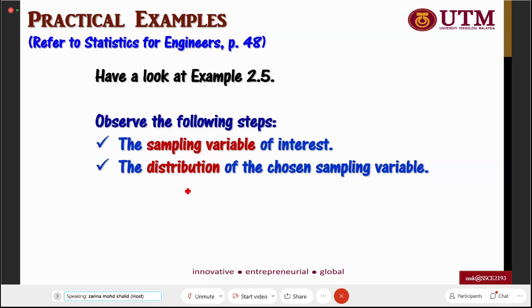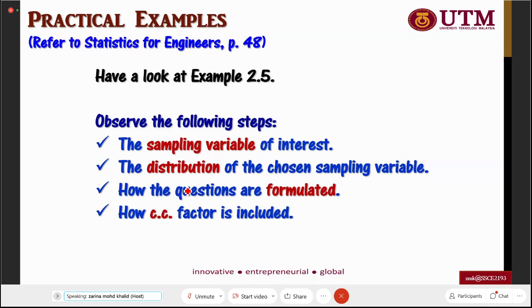Very clear question will be probability of a proportion. Okay, so no average, no sample mean, no difference between two means are mentioned. You only talk about probability related to fraction, proportion, percentage, ratio. These are under proportion. Okay. Once you know the variable of interest, look at the distribution, how the questions are formulated, and how the CC is included, okay, in the step. And then, of course, you need to know how the questions are finally solved.